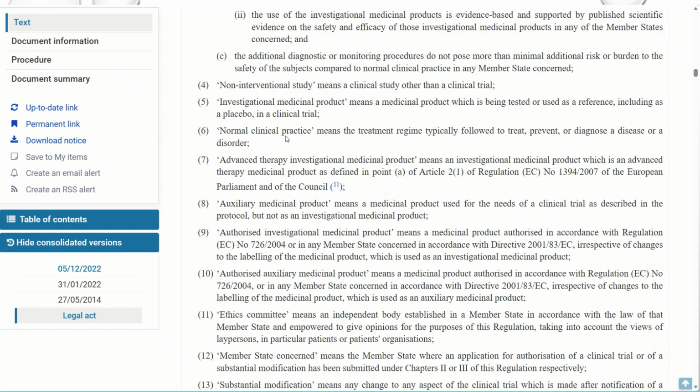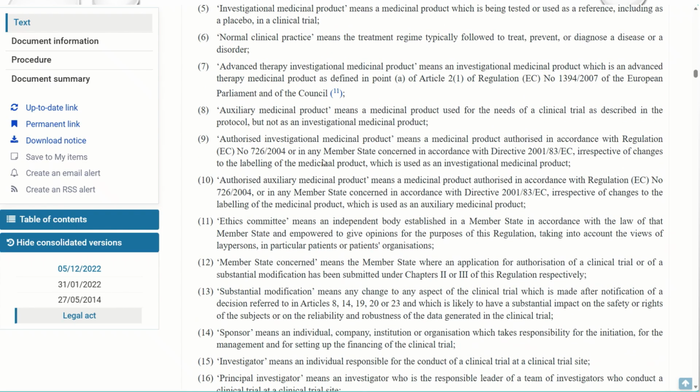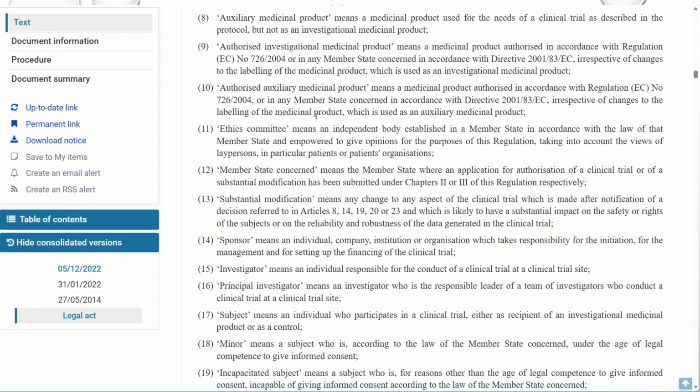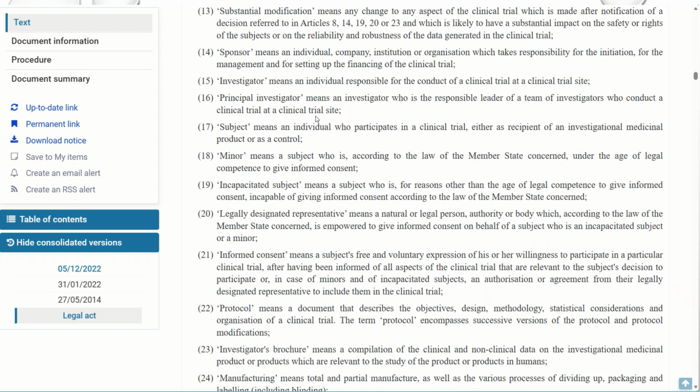And normal clinical practice means the treatment regimen that is typically followed. So what normally happens in those member states for a particular treatment strategy for a particular disease or diagnosis. Auxiliary medicinal products are medicinal products that are required for the needs of the clinical trial. And I think that's it.